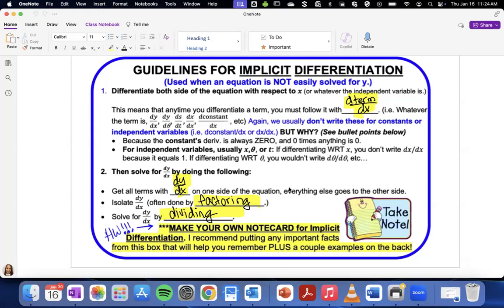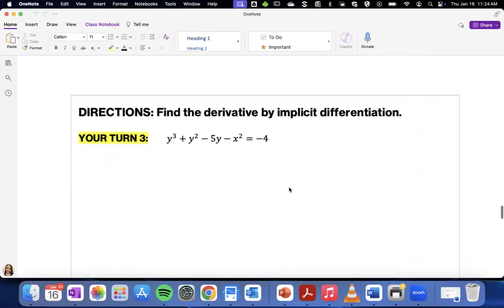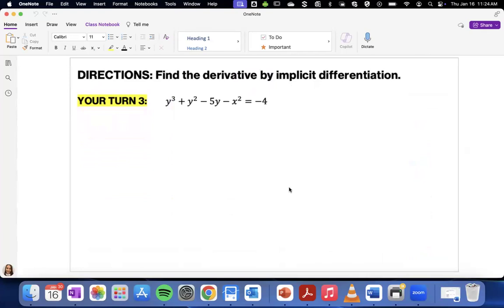Do you want to try the next one? Not really, but we're going to do it anyway. I appreciate the honesty. It's fine. So give this one a shot. And remember, you don't have to write dx over dx or d constant. Give it a shot. Hit me with your best shot.